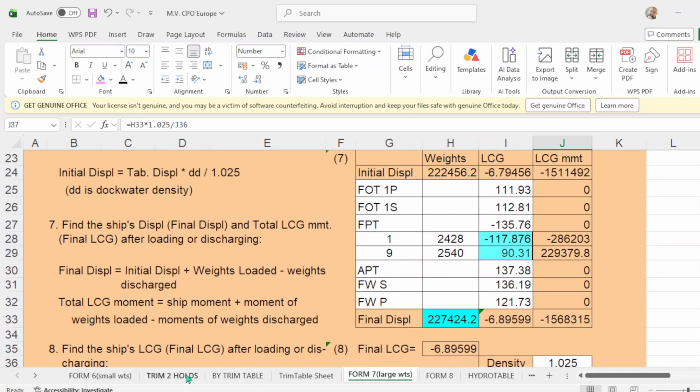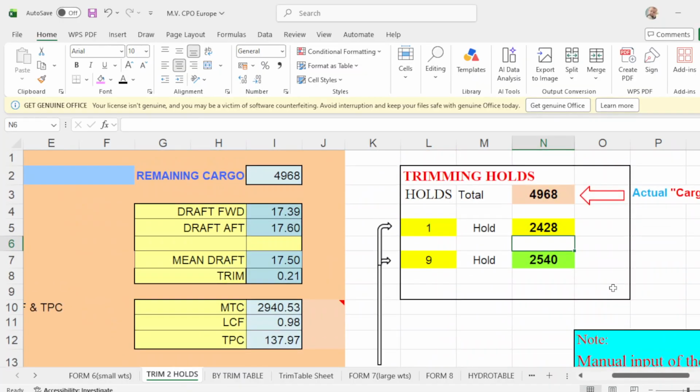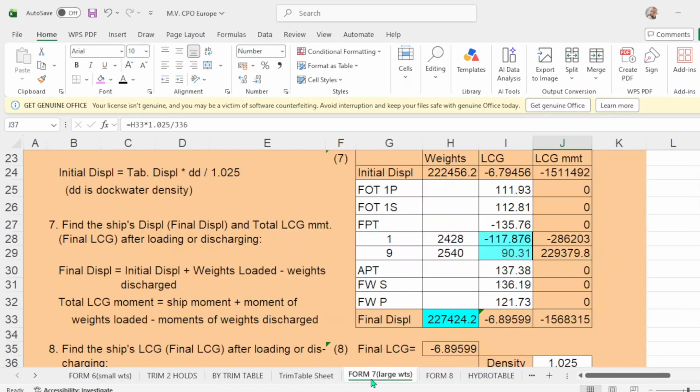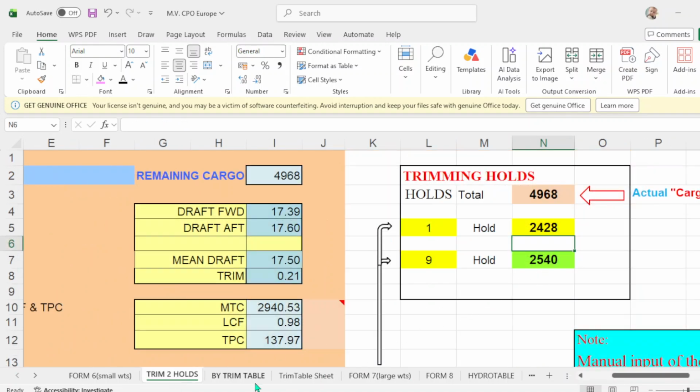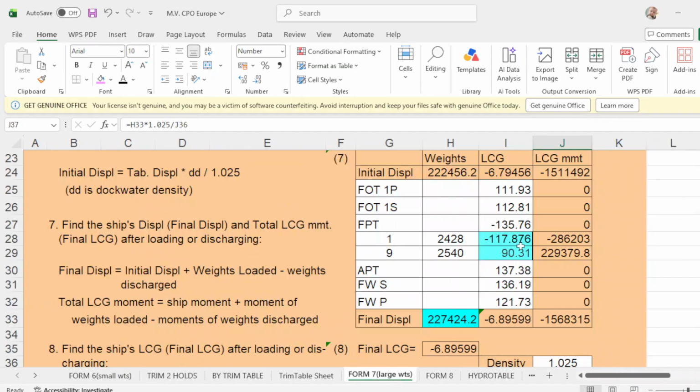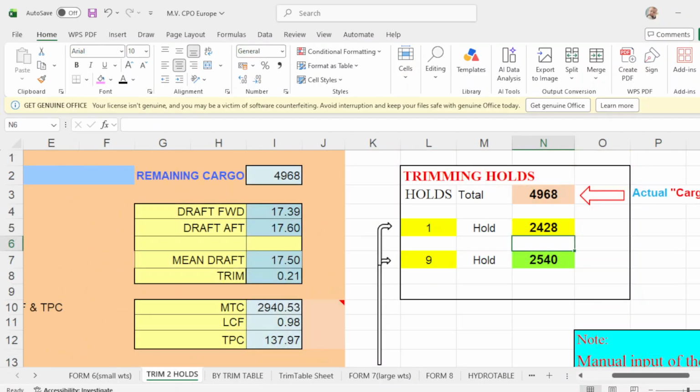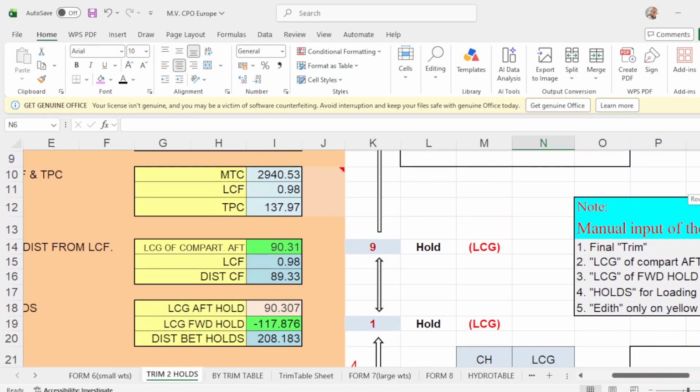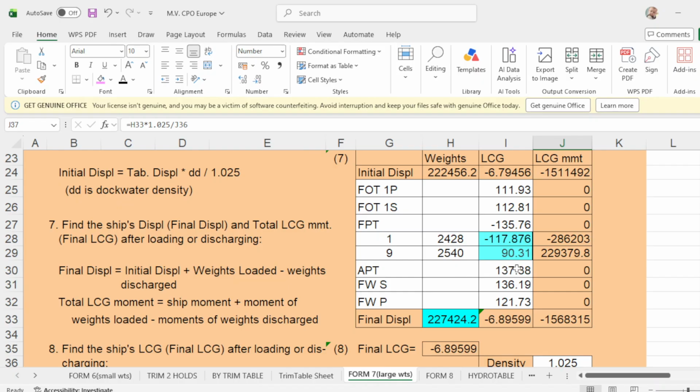Then we go to number 9. 1 and 9. Number 1 is 2428. There you go. Number 9 is 2540. Then the LCG. Scroll down. Number 1 is 117876. Number 9 is 9031.